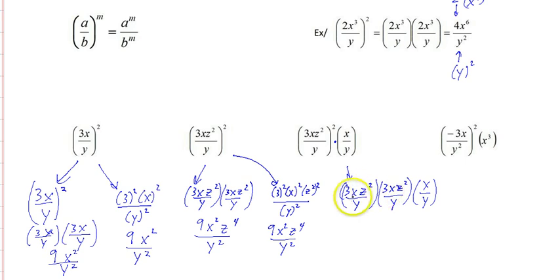So 3 times 3 is 9. x times x times x, that's 3 of them. So x cubed. y squared times y squared, that's 2 plus 2. And on the bottom, you have y, y, y. So again, y cubed. And that's your answer. Try it with the next one. You can either use the exponent rules or that one.